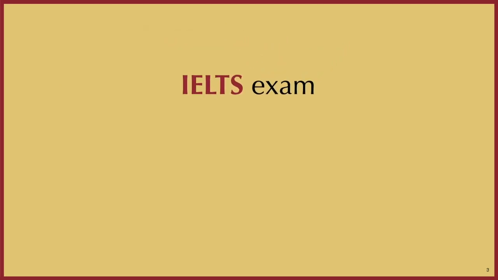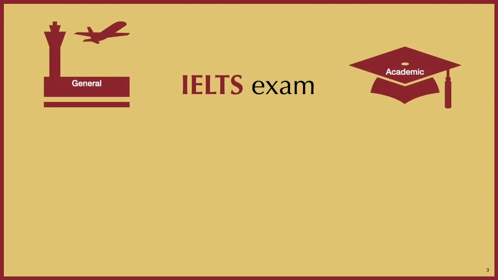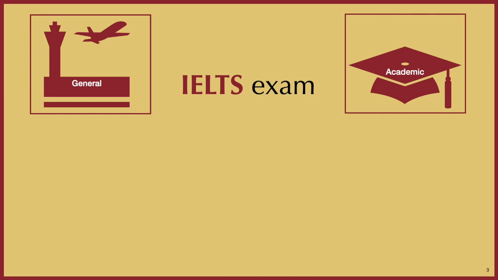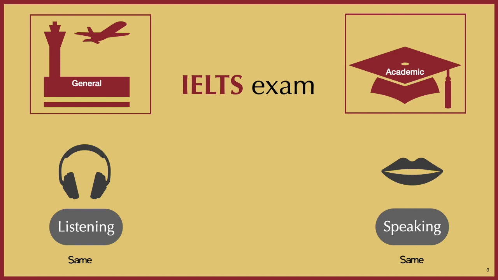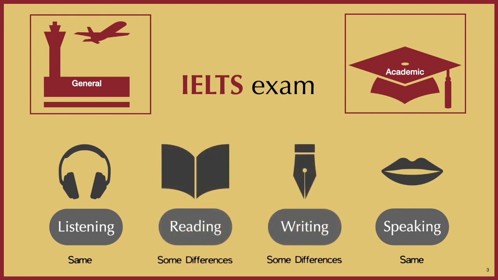The IELTS exam has 2 modules, the general training module and the academic module. The general training module is used for immigration purposes, but the academic module is used for pursuing postgraduate studies like master's degree and PhD degree. There are no differences between the 2 modules when it comes to the listening and the speaking sections, but there are some differences when it comes to the reading and the writing sections.